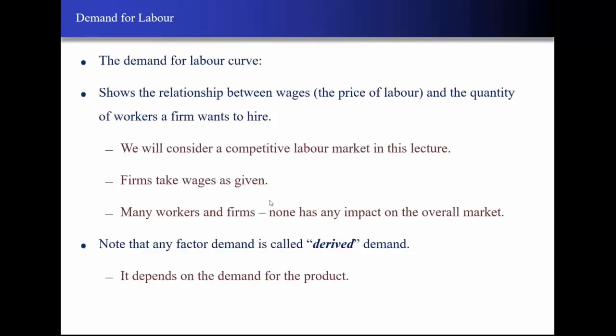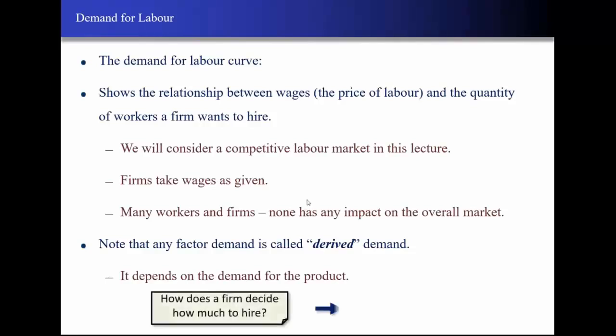So how would a firm decide how much to hire? Well, by now you should realize that in economics, we're always thinking on the margin, and we would want to do some activity as long as the marginal benefit from that activity exceeds the marginal cost. So we want to do that activity up to the point where the marginal benefit is equal to the marginal cost. So in this context, the marginal benefit is what you get from hiring another unit of labor.